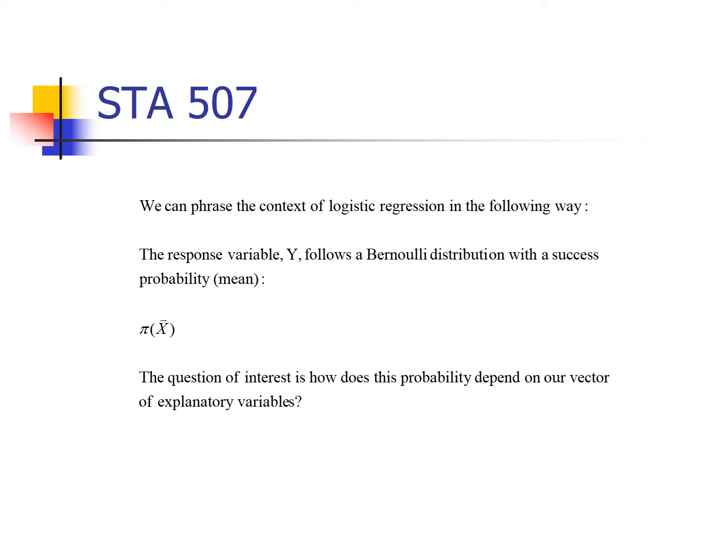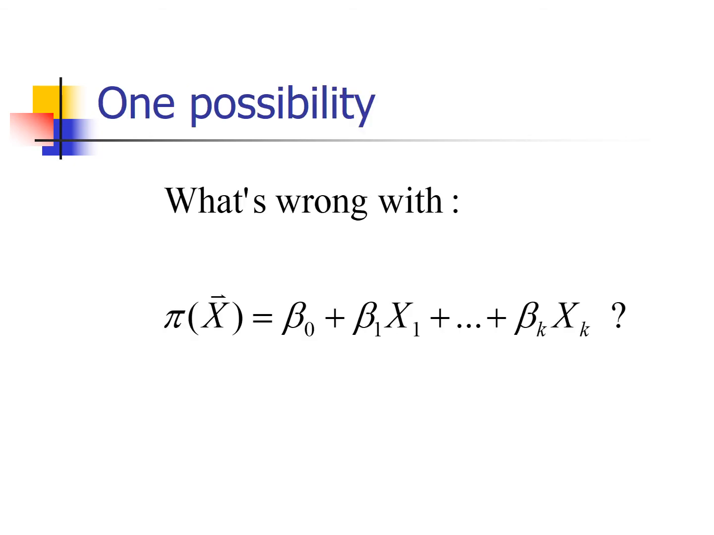So our question then becomes, I have this random phenomenon, yes or no. I want to model the probability of this phenomenon happening, and I want to model it as a function of explanatory variables. How do I do that? This would probably be our first guess. This would be what we would be tempted to try, but what's wrong with that? What's wrong with this in at least a strict mathematical sense?